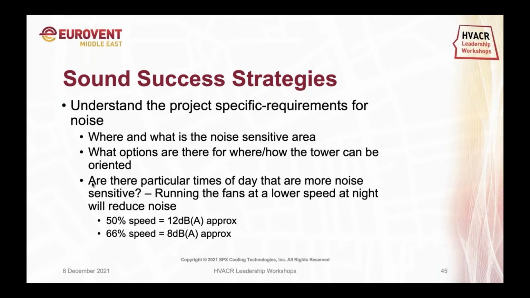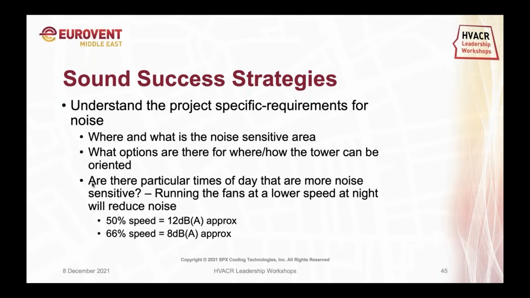And finally, is there any noise sensitive time of the day? This will help us, and help you as an end user or as a designer, to reduce the noise. For example, at night, running the cooling tower or running the fan at 50% of its speed will help you to decrease almost 12 dBA, which is a big number. And running the fan at 66% of its speed will give you almost 8 dBA. These numbers and knowing this kind of information will help you to have a smooth operation of the cooling towers and to overcome any potential noise issue you might have.